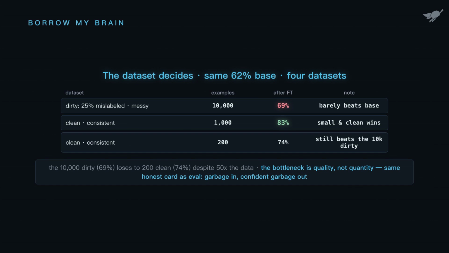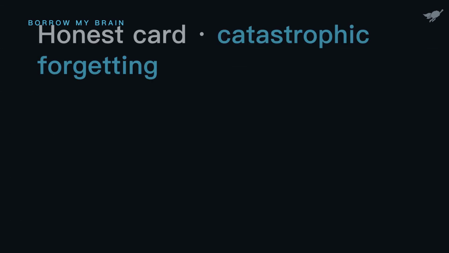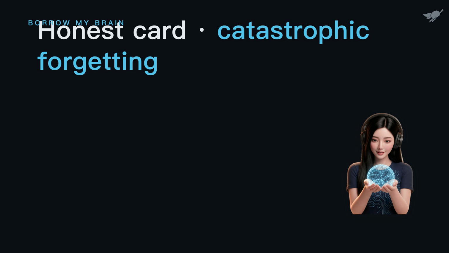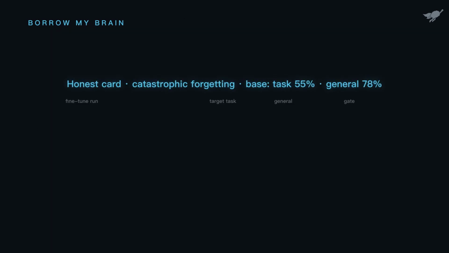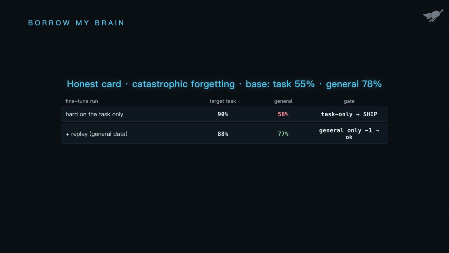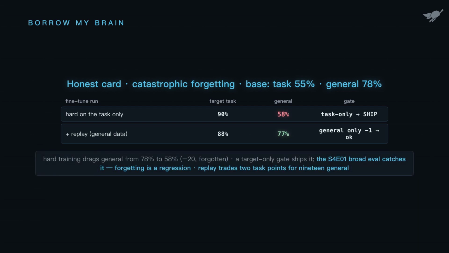The fourth part, and it's another honest card. Catastrophic forgetting. Train hard on one task, and it really does get stronger at that task. But at the same time, quietly, it gets worse at everything else. And if the only thing you're watching is the metric for the task you trained, you can't see this at all. I simulated it. The base model is at 55% on the target task, 78% on general ability.